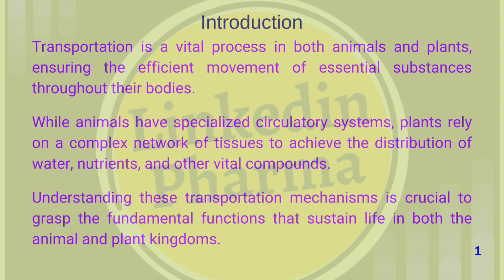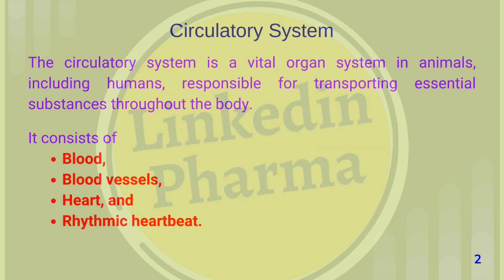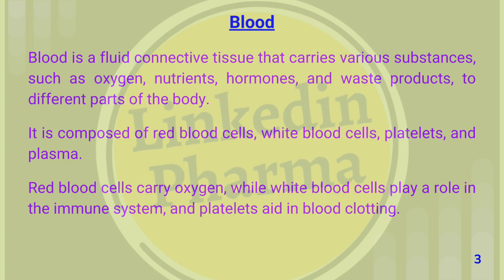kingdoms. Circulatory system. The circulatory system is a vital organ system in animals, including humans, responsible for transporting essential substances throughout the body. It consists of blood vessels, the heart, and the rhythmic heartbeat. Blood is a fluid connective tissue that carries various substances, such as oxygen, nutrients, hormones, and waste products, to different parts of the body. It is composed of red blood cells, white blood cells, platelets, and plasma.